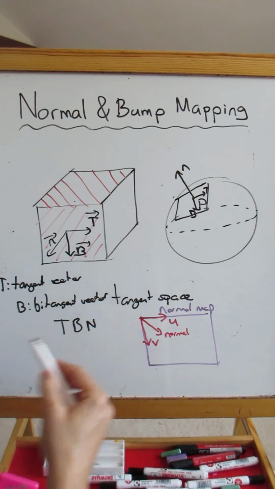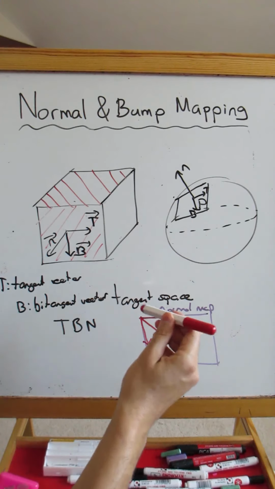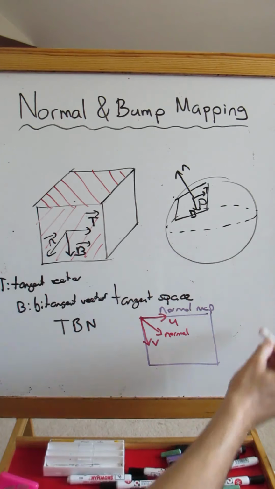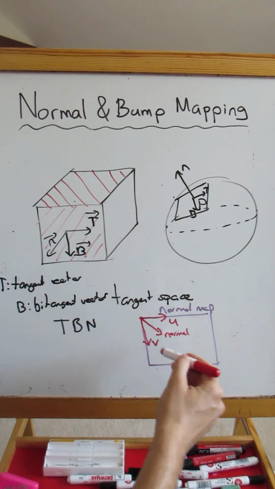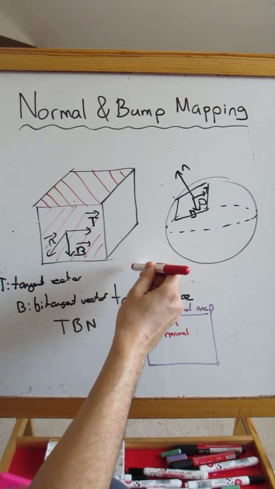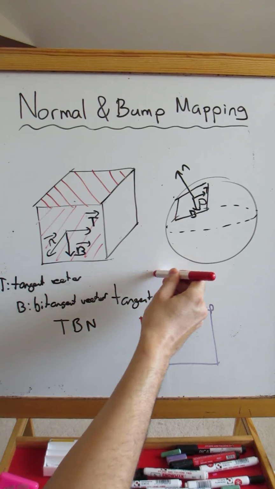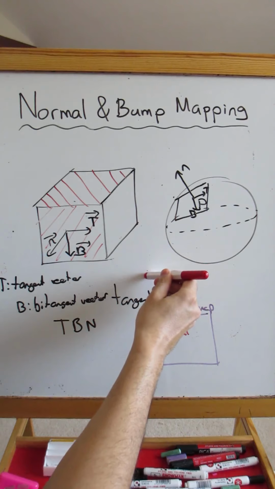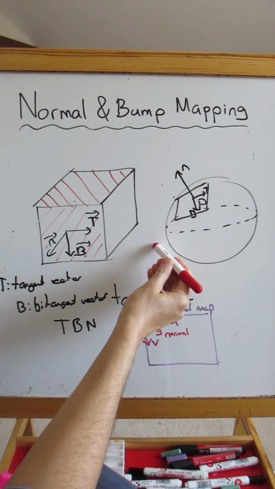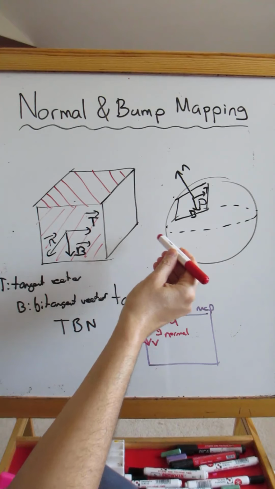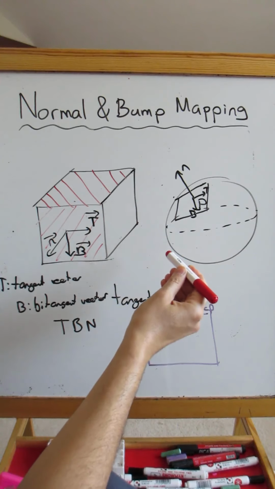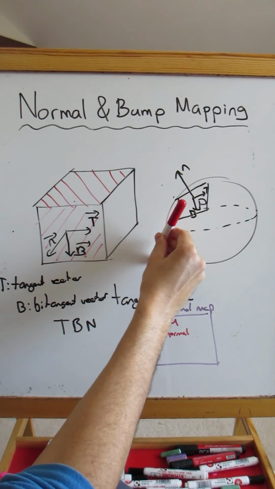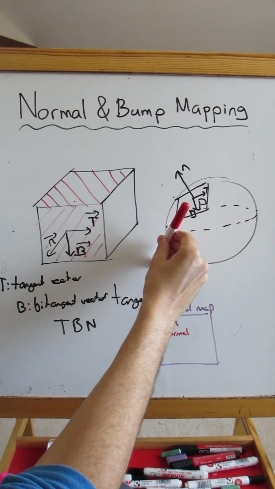Maybe I can illustrate it better with the board marker. Let's say the normal is pointing like this. Imagine this board as the texture map, and the normal is pointing like that. What does it mean? It means that the normal is pointing towards the U direction. Or if it is pointing like that, the normal is pointing towards the U and V direction. If it is pointing like this, the normal is pointing towards the U, but negative V direction, and so on.